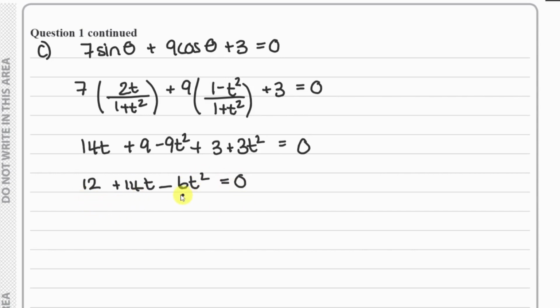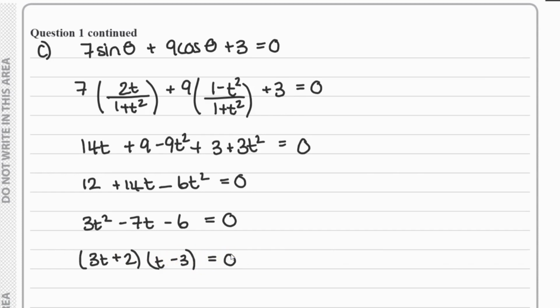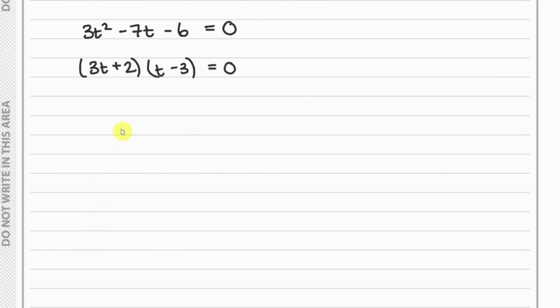I can see they're all even, and also I want to get this t squared to be a positive, so I'm going to divide through by minus 2, giving me 3t squared minus 7t minus 6 equals 0. I can then factorise this into 3t plus 2, and t minus 3 is equal to 0. Then solving for t, t is either equal to minus 2/3 or t is equal to 3.